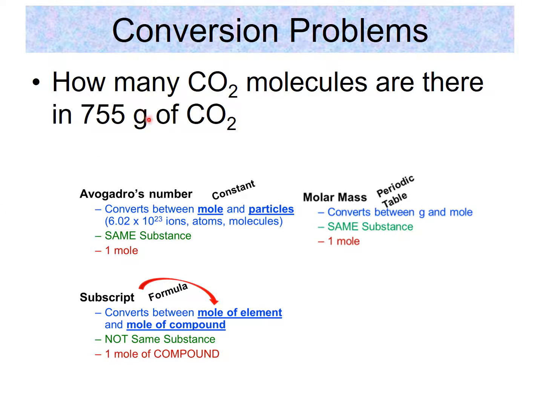Notice that we have grams. So if we're thinking about grams, we would know that there's only one conversion factor, only one that would fit, that would cancel out the unit of grams. It wouldn't be Avogadro's number, and it wouldn't be the subscript conversion factor. It would have to be molar mass. So that's a clue to us that we need to use molar mass.